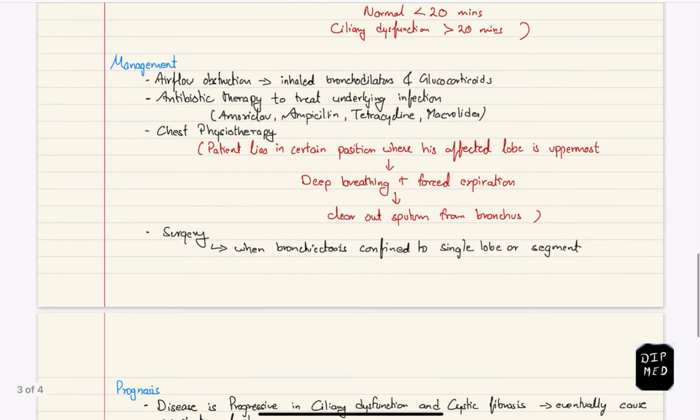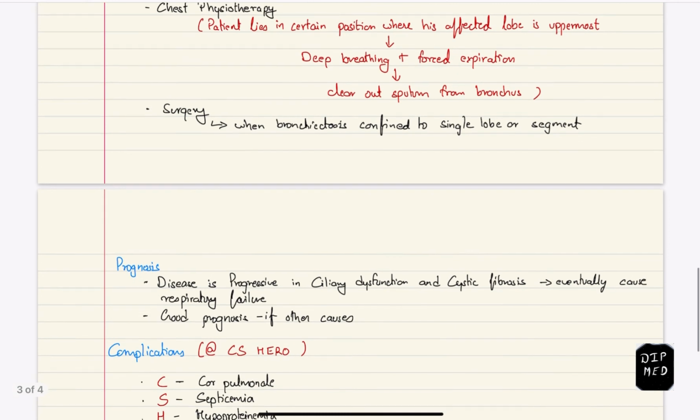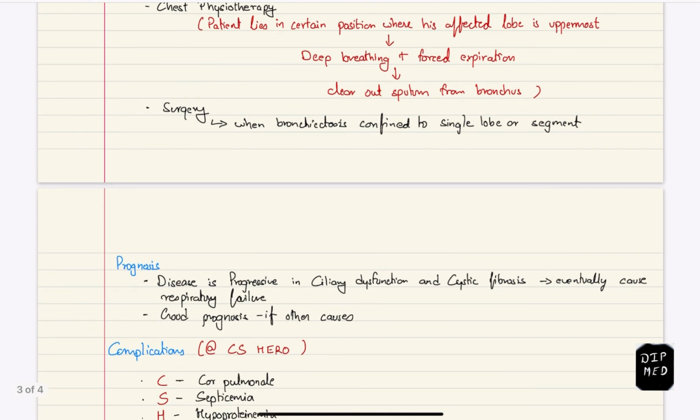Under management, airflow obstruction is managed by inhaled bronchodilators and corticosteroids. Antibiotic therapy is given to treat the underlying infections. Chest physiotherapy can be done where the patient lies in a certain position where his affected lobe is uppermost. In this position, deep breathing and forced expiration help to clear out sputum from the bronchus. Surgery is done when bronchiectasis is confined to a single lobe or segment.